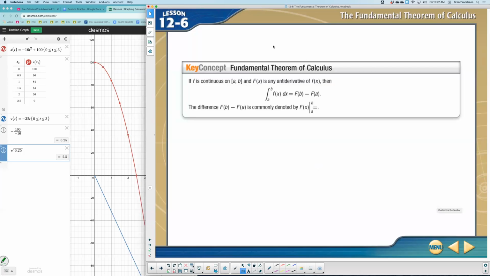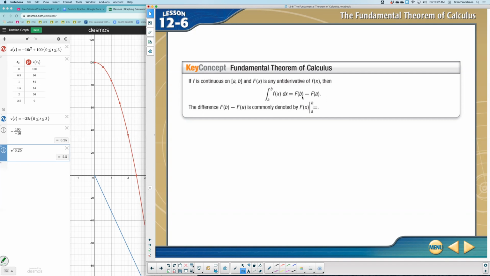And so now let's get into the fundamental theorem of calculus. It says this: if the integral on the interval a to b of f of x dx equals, and here's where we do a little substitution, the antiderivative solved at the value b minus the antiderivative at the value of a substituted in.